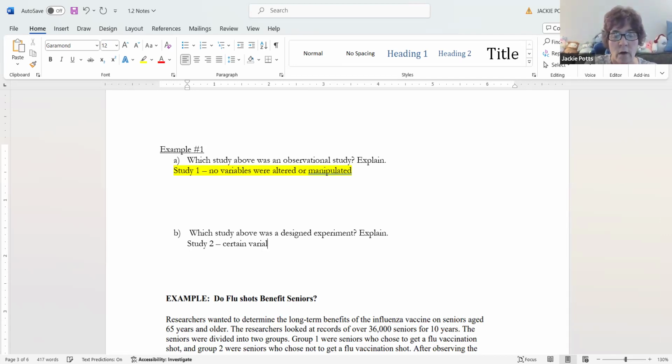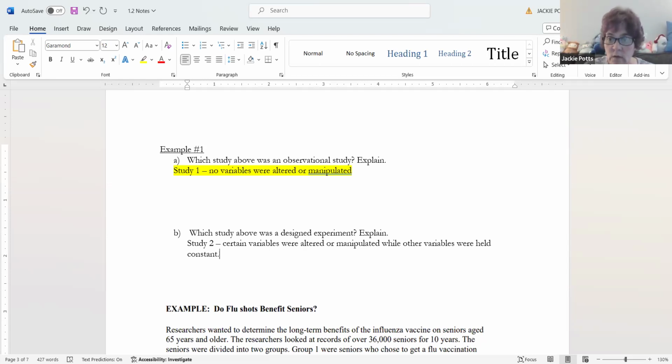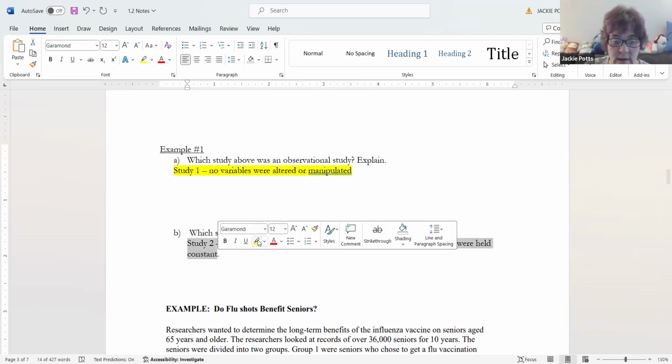Certain variables were altered or manipulated, depending on how you want to put it, while other variables were held constant. They held what? Temperature, air, amount of daylight. They had a lot of variables constant because we wanted to make sure that only the amount of the RFR was what was causing it. That's the reason why we held everything we can steady.